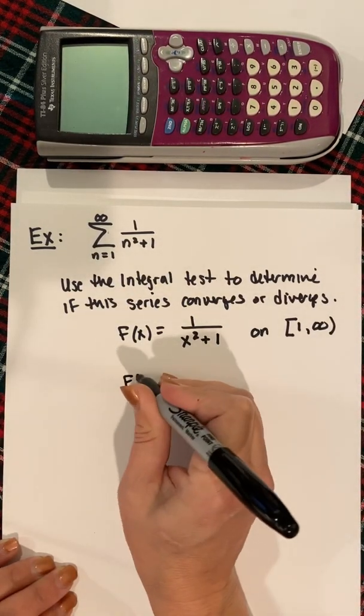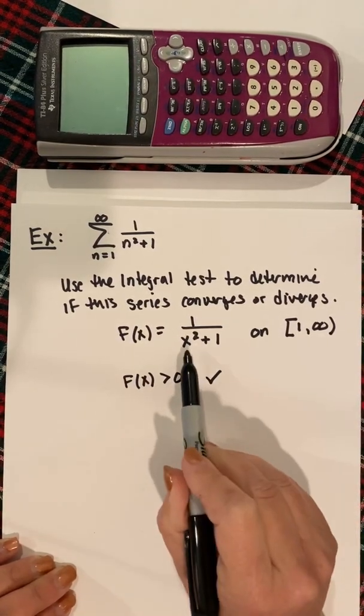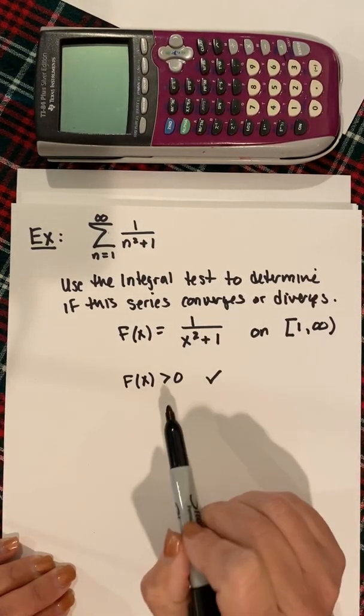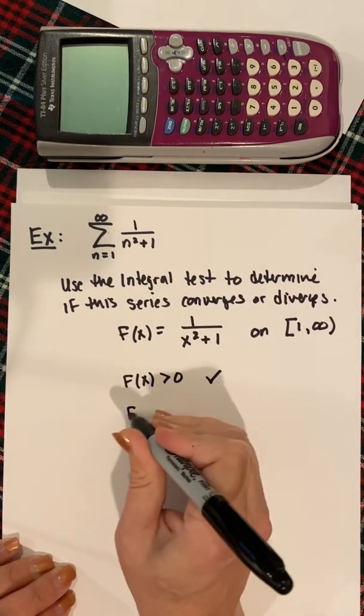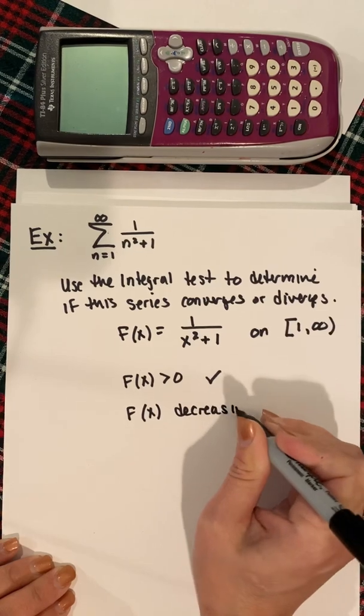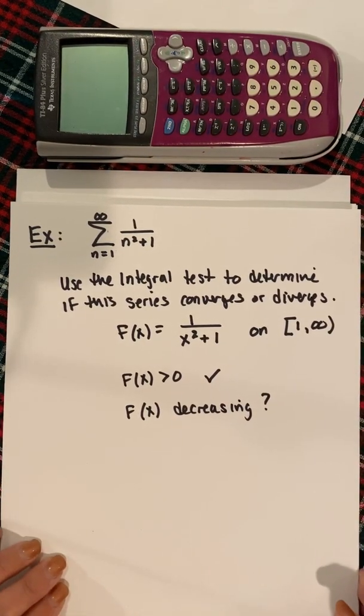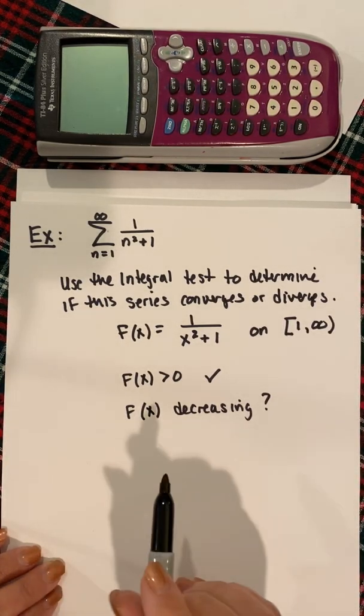F of x positive. Well, yes, that's obvious because any positive number squared plus 1 is always positive. Decreasing. Well, you can look at a graph and we can definitely see that this is decreasing, but that's not sufficient. We have to use calculus to show it's decreasing, or you can use algebra. I'm going to use calculus here.